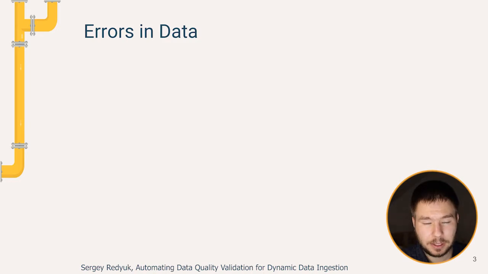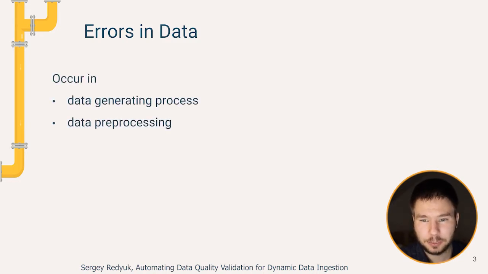Errors in data arise either from the data generating process, where we're initially collecting the data of unsatisfied quality, or from data preprocessing, where we're receiving the high quality data and corrupting it in any way in the data pipeline. In practice, error detection and data quality validation mechanisms are applied as a countermeasure.